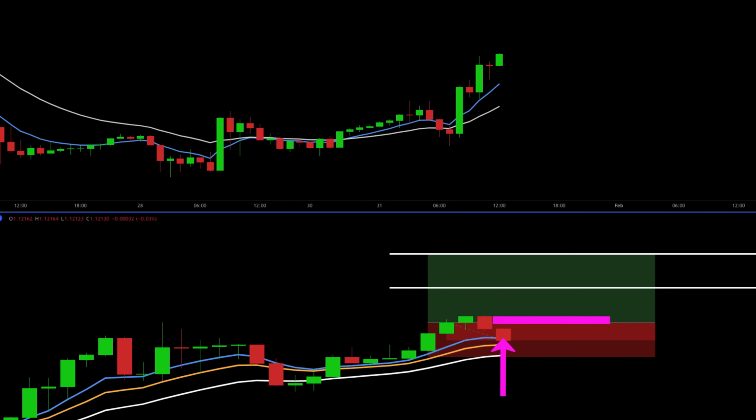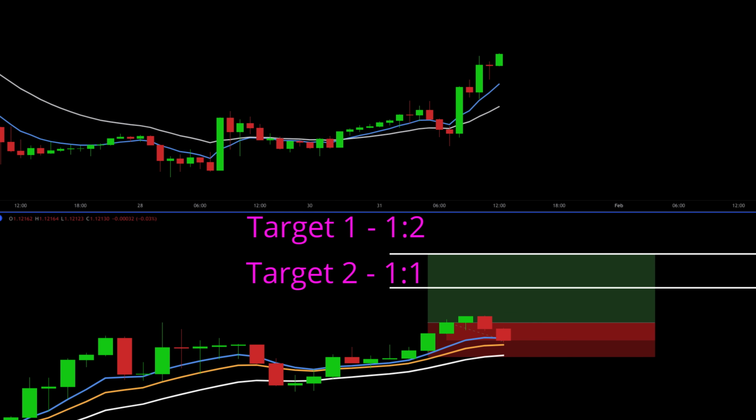We place an entry order 3 pips above the trigger and leave it there as long as price does not close below the 21 EMA in white. The stop is placed 3 pips below the lowest level of the previous 5 candles, and the position is split into 2 equal parts. The first part is 1-to-1, and the second target is 1-to-2.